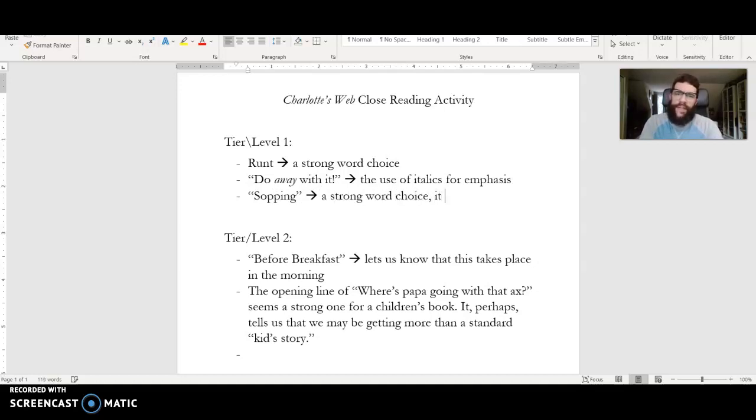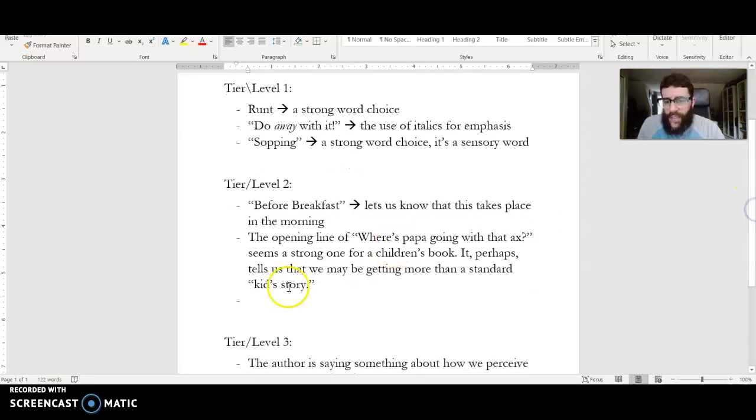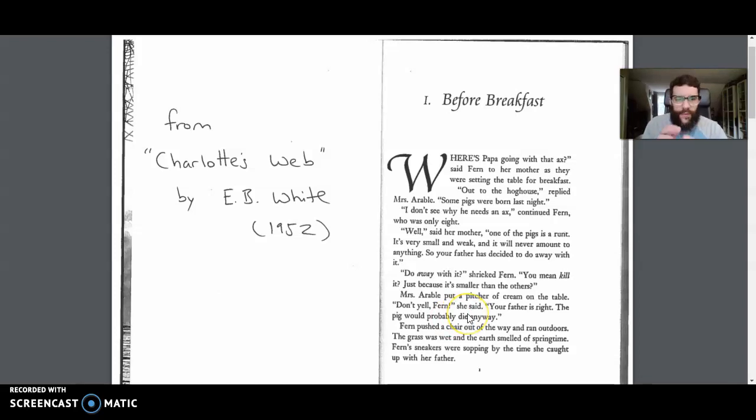So obviously that's a use of italics, and then there was another word choice used at the bottom of that page. I think "sopping," and I think again, a strong word choice. It's a sensory word. Sort of makes us think about things being wet and kind of soggy. And it's the morning time, right? So there's dew on the grass. We have this idea too of "smelled of springtime," which I also could. Let's go back real quick, and this will sort of be our last one right here. Towards the bottom, the grass was wet and the earth smelled of springtime. Fern's sneakers were sopping by the time she caught up with her father.